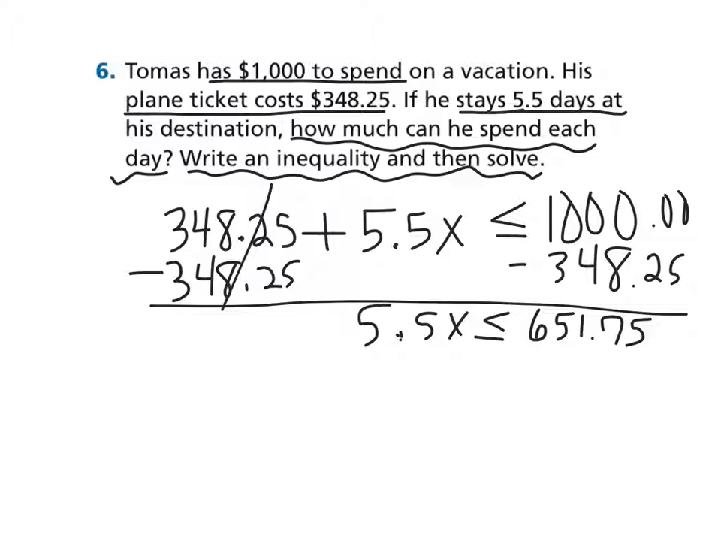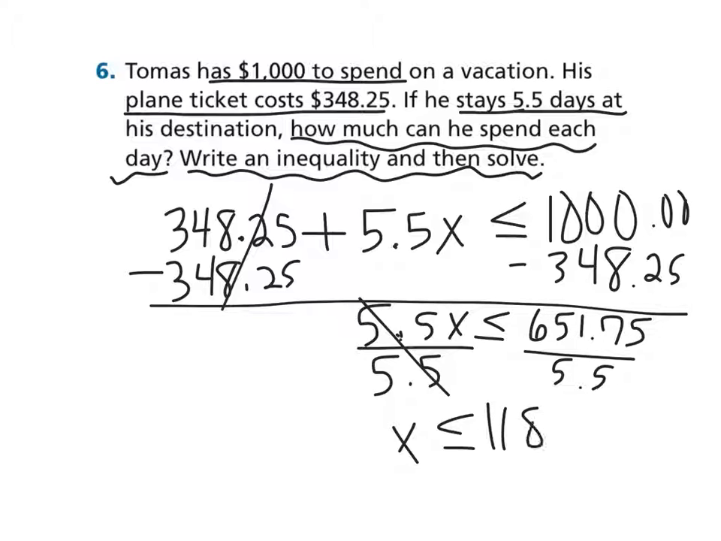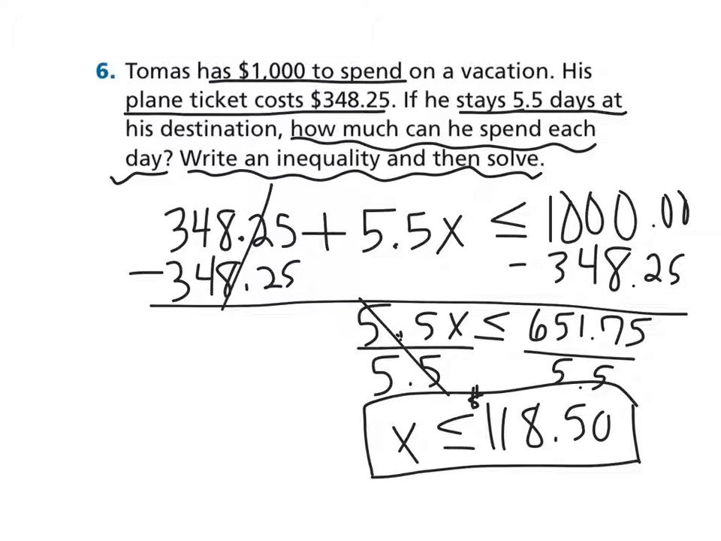So our second step, they're multiplying. So we would divide by 5 5/10. Should we switch our sign around? Nope, keep it because we didn't multiply or divide by a negative. And when you work that out, that's 118.50. Which means on average the most they could spend would be $118.50. Obviously the half day they would only be able to spend half of that amount.